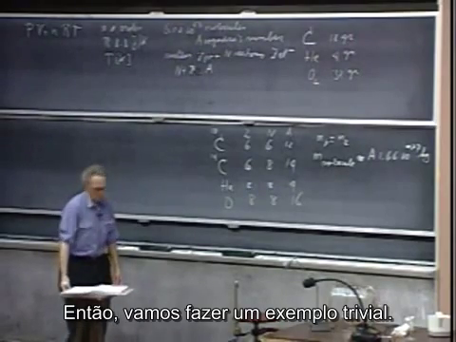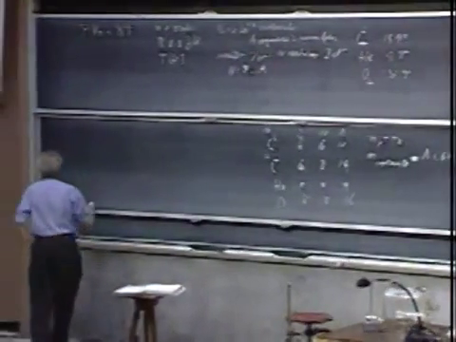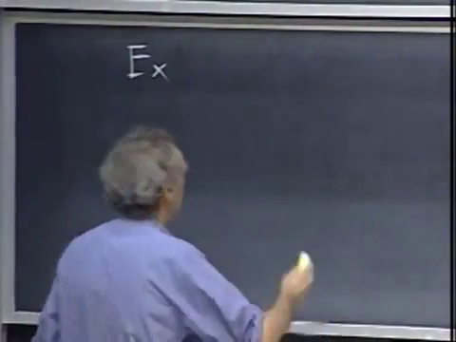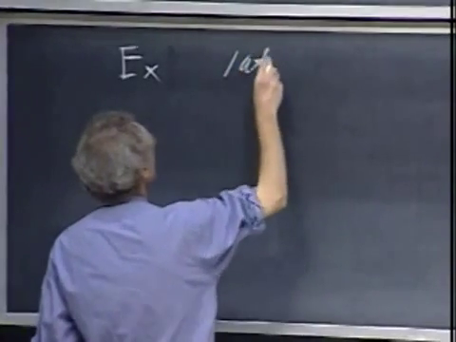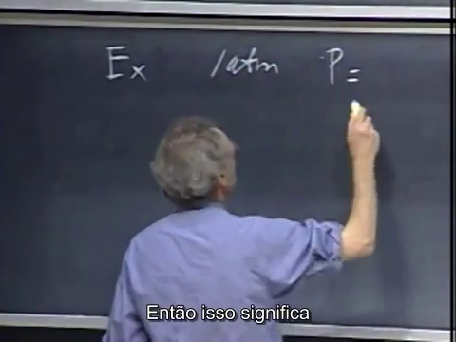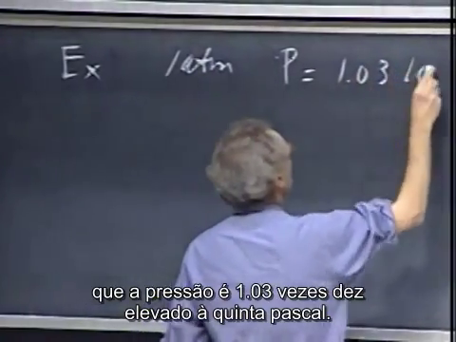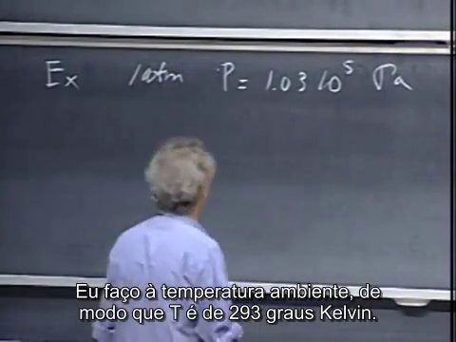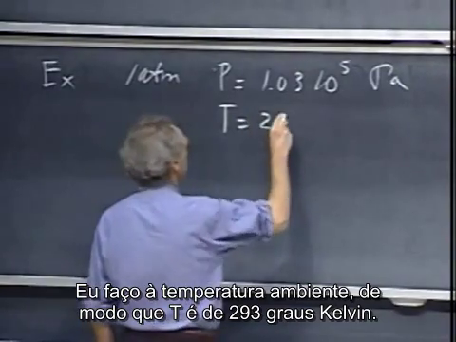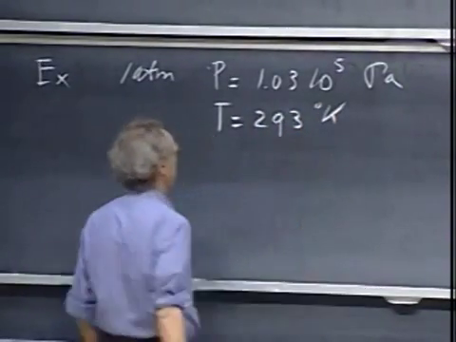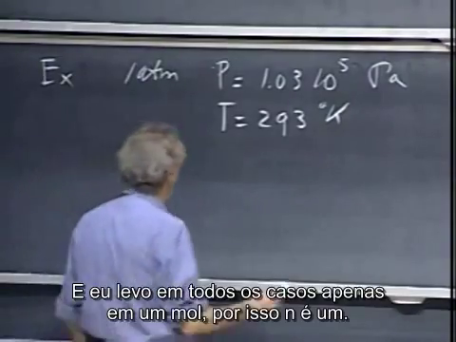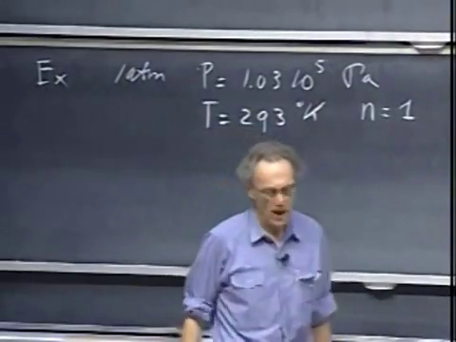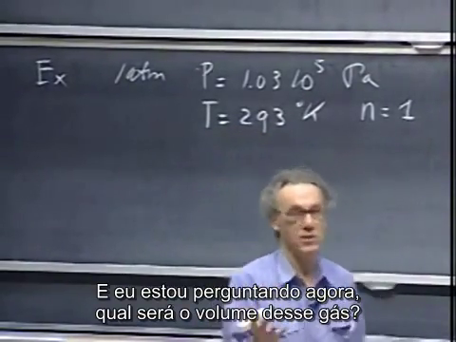So let's do a trivial example. I take gases, any kind of gas, you choose whatever you want, and I take one atmosphere. So that means that the pressure is 1.03 times 10 to the fifth Pascal. I do it at room temperature, so T is 293 degrees Kelvin. And I take, in all cases, only one mole. So n is 1. And I'm asking you now, what will be the volume of that gas?